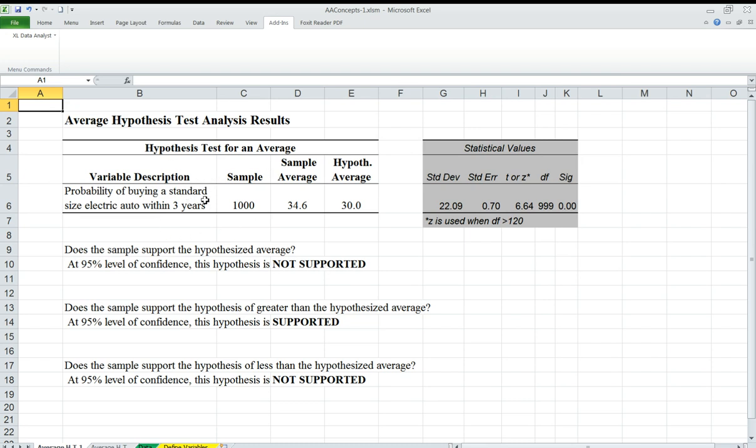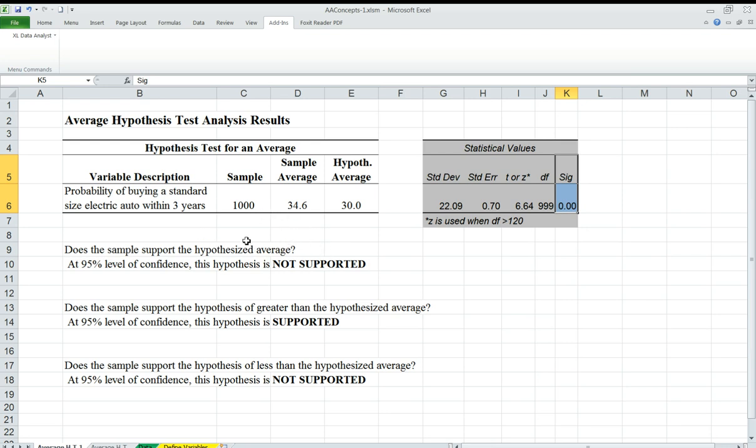The table indicates that we compare the probability of buying a standard size electric auto within 3 years to 30%. The sample average is 34.6, but we still need to test if 34.6 is statistically different from 30. We see that our significance level is very small, below 0.05, therefore we reject the null hypothesis, which is that it is equal to 30, and accept the alternative which states that the average is different from 30.